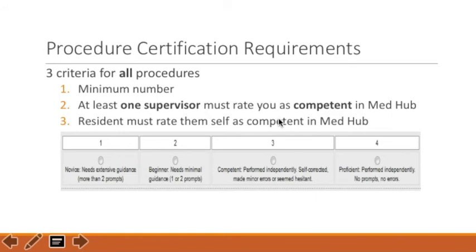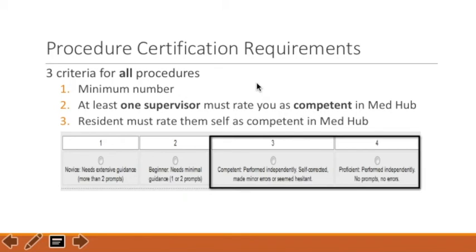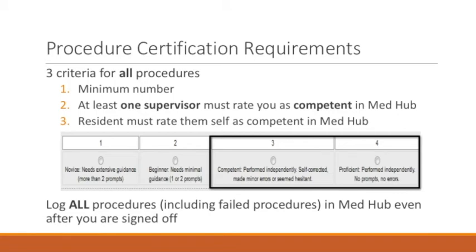Finally, it's not just a minimum number of procedures needed for certification, but at least one of your supervisors must rate you as competent or proficient, and you yourself must also feel that you're in that range as well. Be sure to log all your procedures, even the failed ones. We want to hear about the ones that didn't go well and want to know how we can improve our education to help you out. And even after you're signed off, continue logging so we can track success and complication rates moving forward.